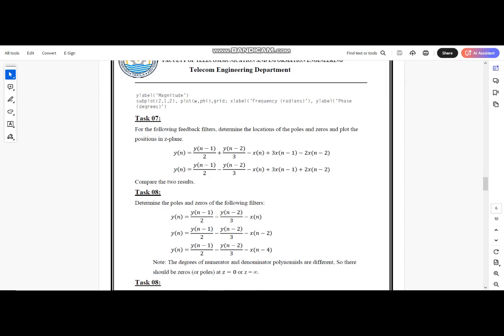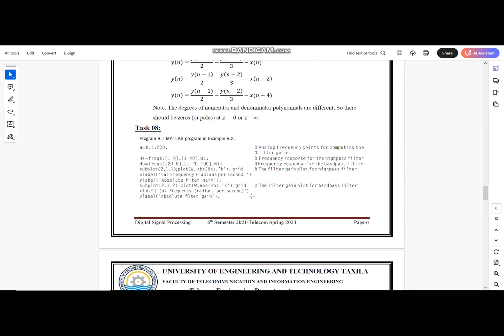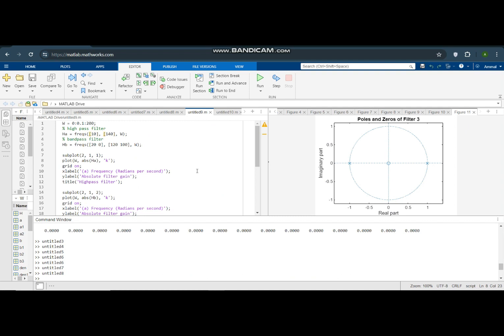Task 9 will be, here it is about plotting a filter type. Maybe it is a high pass, band pass filter. Let us see the code for it.